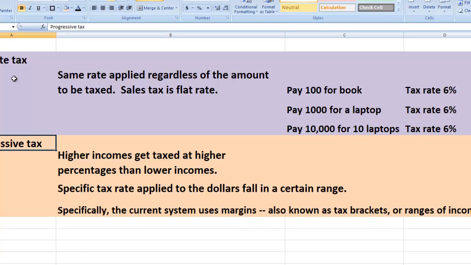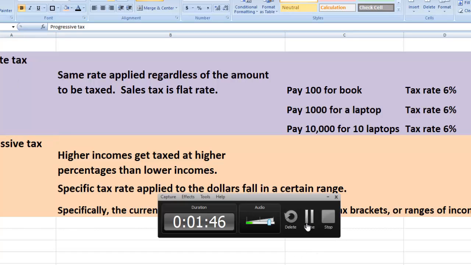Our income or corporate income tax is progressive. The idea behind progressive tax rate is that higher incomes get taxed at a higher percentage than lower incomes. A specific tax rate is applied to the dollars falling in a certain range. And specifically, the current system uses margins, also known as tax brackets, or ranges of income. So I will work with you on some examples of progressive tax in a few seconds.